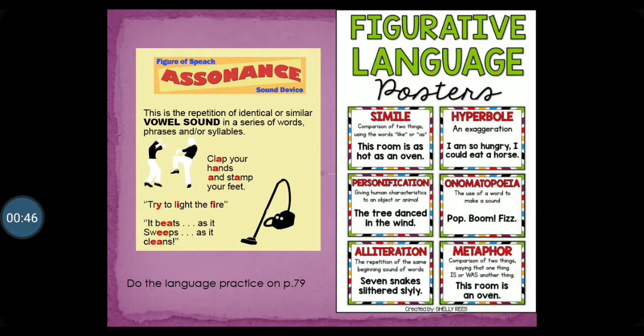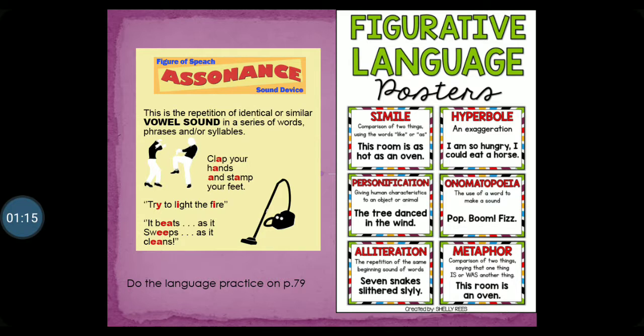The A in that sentence. Then, the next one, try to light the fire. Now, do you see that the letters are not the same? We have a Y and then an I. But in this word, it sounds the same. Try, light, fire. The I sounds the same. So it's the same assonance. Then in the next one, it beats as it sweeps, as it cleans. So the E sound, once again, not spelled exactly the same, but it sounds the same.